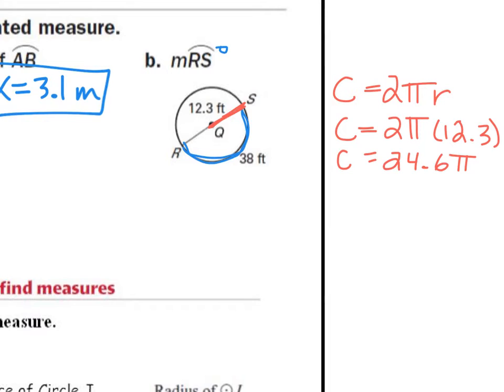Arc length, you know what that is. It's 38. Over circumference, 24.6 pi. Because you're not going to round until the very, very, very end until you have to. Is equal to the arc measure. Do you know how many degrees that arc is? No. But you know how many degrees a total circle is. It's always 360. Okay. We're going to cross multiply and solve.